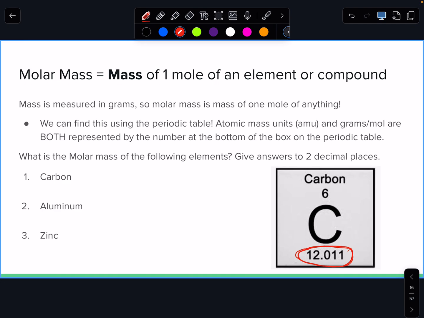Right under molar mass. So molar mass is the mass of 1 mole of an element or compound, which is grams per mole, always the units.